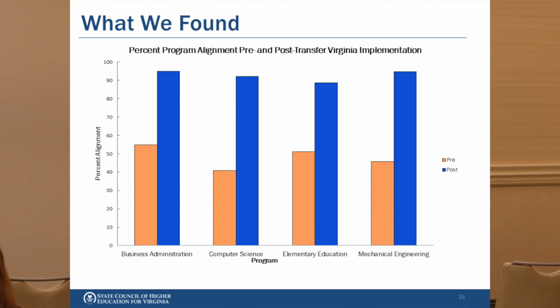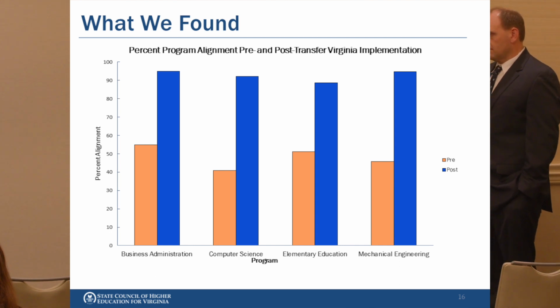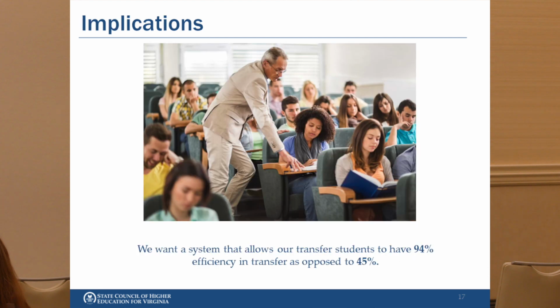So here we have it again as a visual for you all. So as you can see by the blue, the post-transfer Virginia implementation alignment is far more promising. And now that we have those numbers, we are able to display them in ways like this that show that the post-transfer was far better for the students. So we have our implications. So overall, we want the system that has the 94% average over the 45% average. This is far more efficient in transfer for money, for time, and to get to that degree as soon and as efficient as possible.